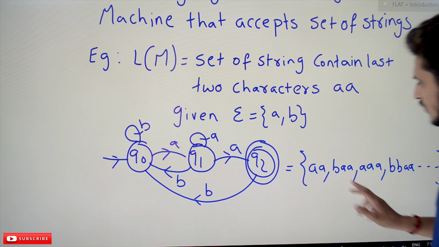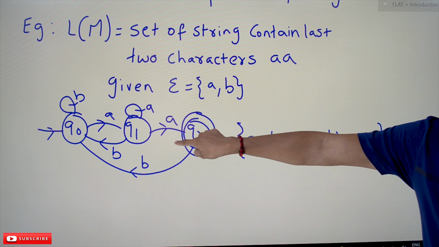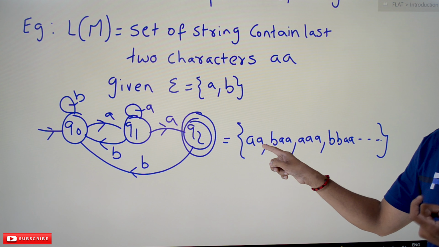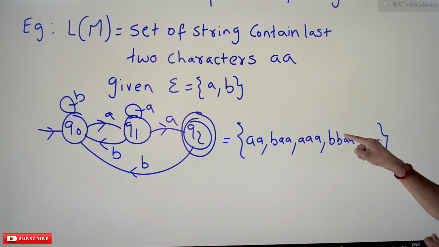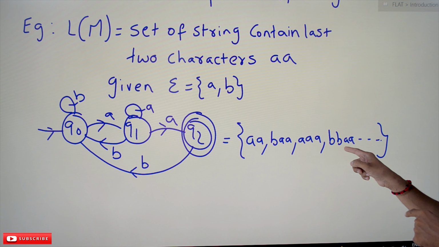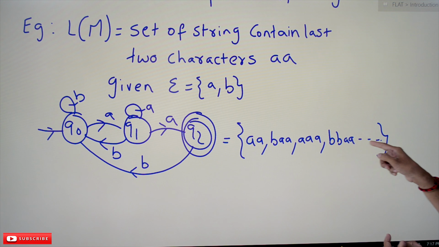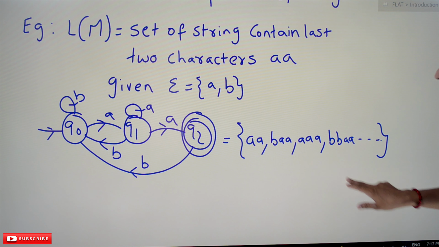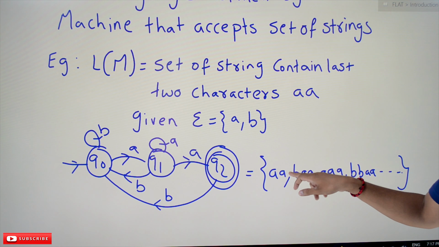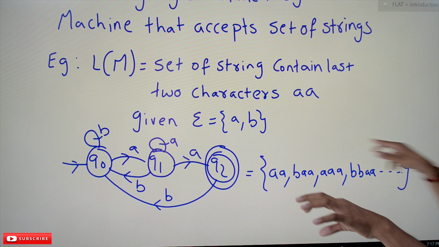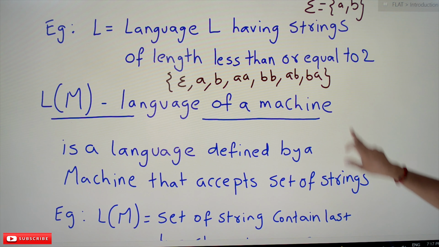Which type of strings is it going to accept? These are the set of strings accepted by the machine. AA, which has last two characters AA. BAA, yes, this is accepted. AAA, this is accepted. BBAA, yes, this is accepted because the last two characters are AA. And so on. These are the set of strings. This is the language of our machine. So these are the terminologies which we use in our coming classes.